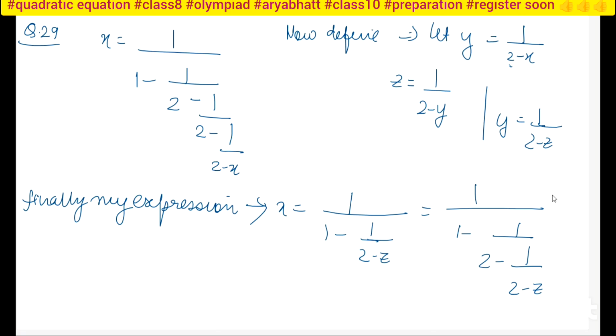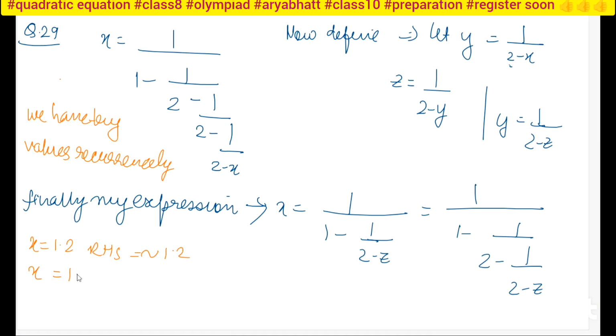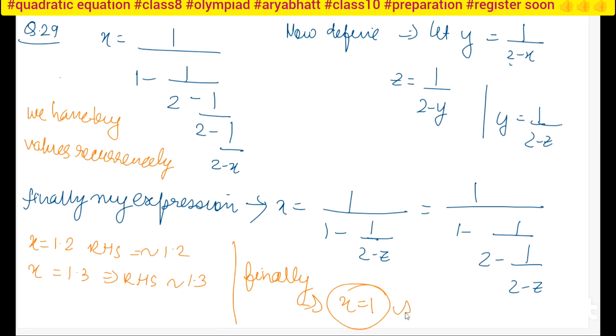So I will start trying this value, this value, this value. I will write it here: we have to try recurrence values. Suppose approximately x is equal to 1.2, then the RHS value is approximately 1.2. If I put x is equal to 1.3, then the RHS value is approximately 1.3. So these are not the values that we get. Finally, x is equal to 1 satisfies my equation.